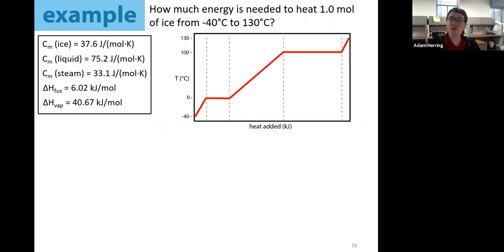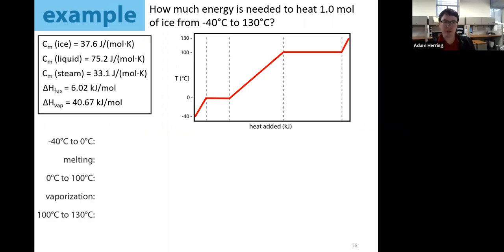We can now also divide up our heating curve into regions based upon the processes that are happening. And we have 5 different processes. We have a conversion within the solid region from low temperature to high temperature. We have the melting process. We have an increase of temperature from 0 to 100 while it's a liquid, the vaporization process, and then the temperature change as a gas.